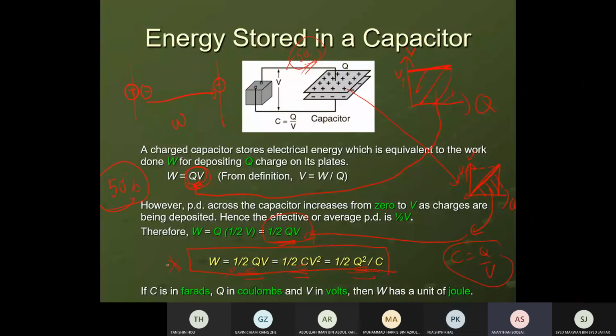The last formula in this topic. The energy stored: half QV, half CV squared, half Q squared over C. Which formula to be used? It depends on which information is available. C, Q, V. If you know Q and V, use the first formula. If you know C and V, use the second formula, and so on. C is in farads, Q in coulombs, V in volts. Energy, of course, in joules.